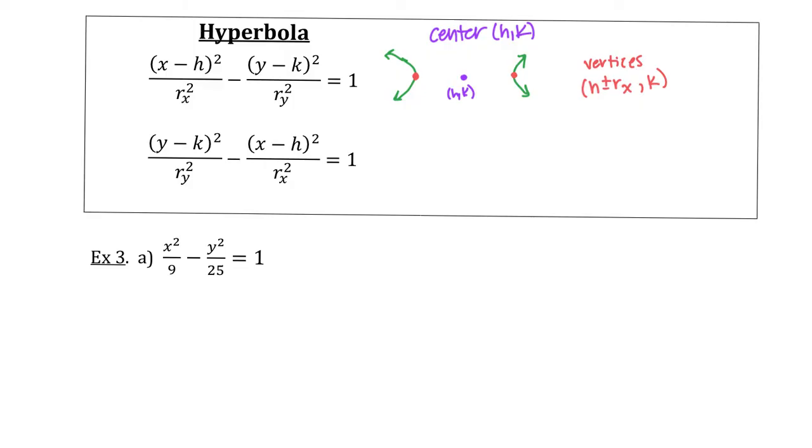Okay, for this second graph, which is very similar, except this time the y term is positive and the x term is negative, it's going to make it open in the y direction because the y term is positive. So it might look something like this. Okay, in this case, the vertices are here and here because it opened in the y direction. So if I want the vertices, the h stays the same, but in the y direction, the center was at k, and then I'm going to go up Ry, and I'm going to go down Ry.